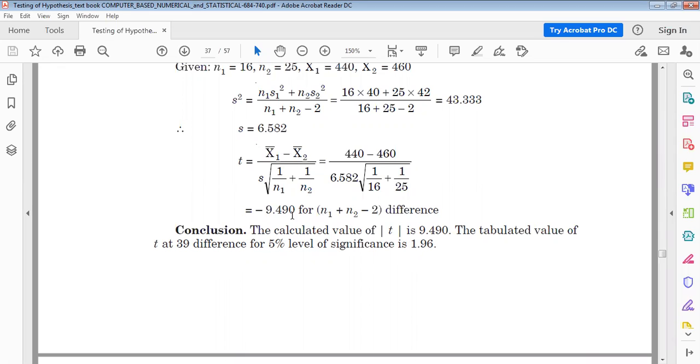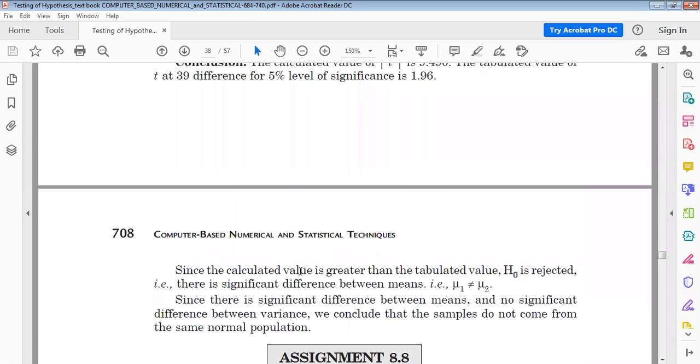So the calculated value is much larger than the table value. Since the calculated value is much greater than the table value, the null hypothesis will be rejected. If it is much greater than the table value, it must be rejected. That means there is a significant difference between the means, so the null hypothesis is rejected and the alternative hypothesis will be accepted. The alternative hypothesis is what?